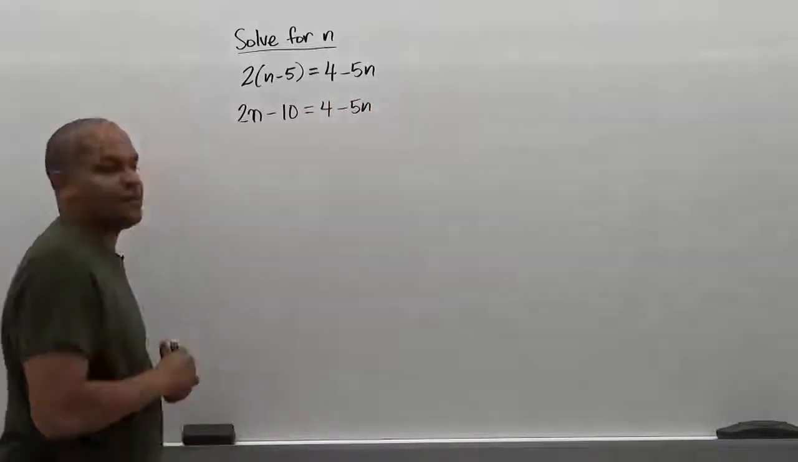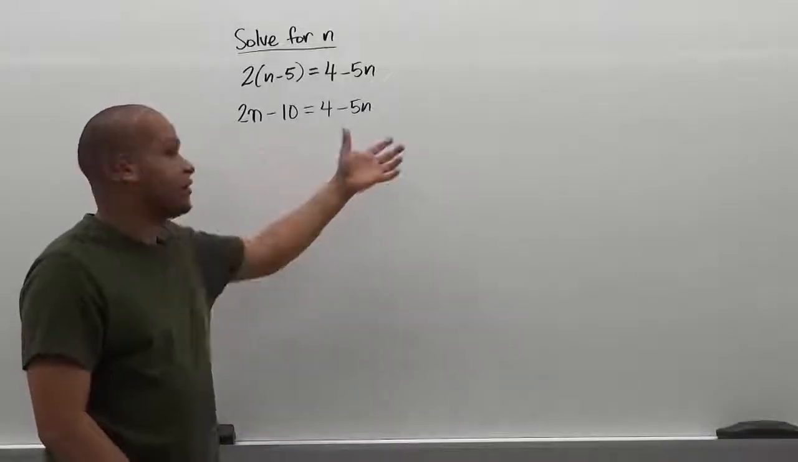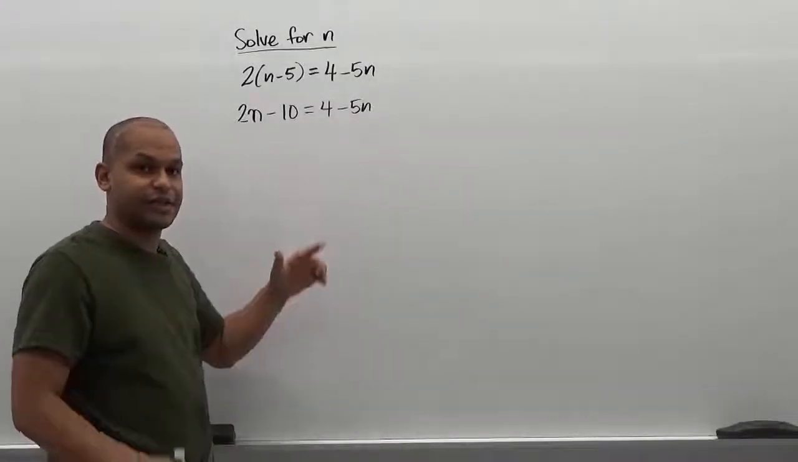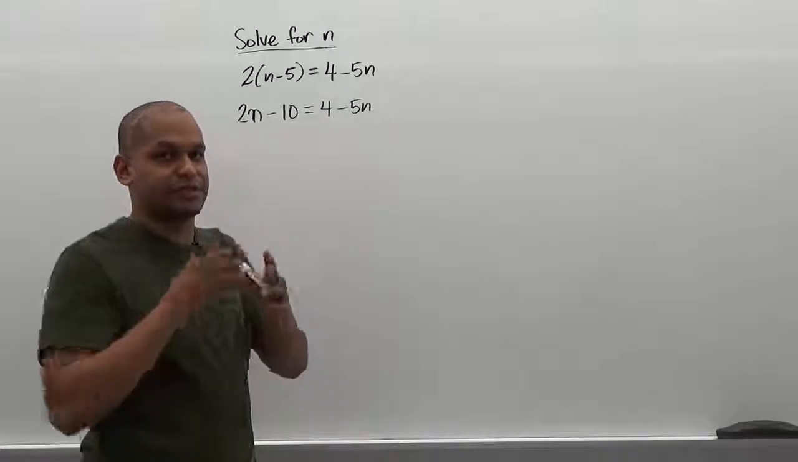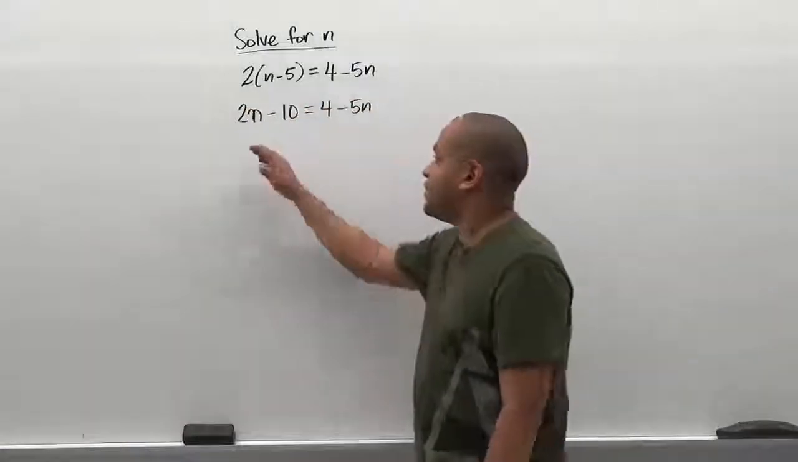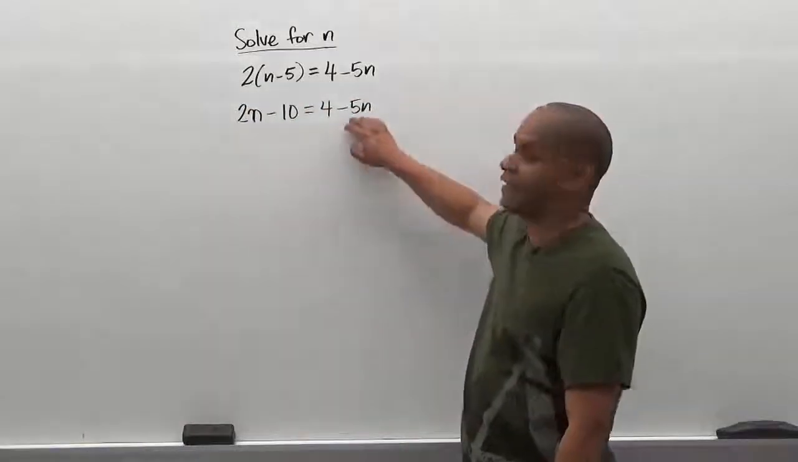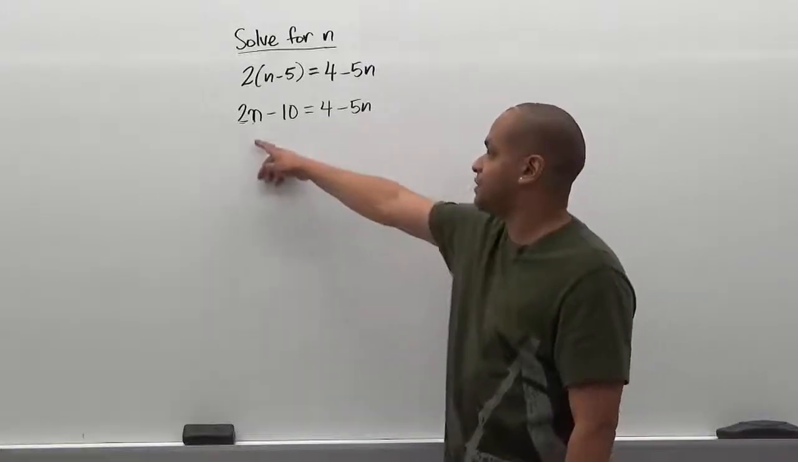Now, in this case, we have variables on both sides of the equation. We also have numbers on both sides of the equation. The correct variable to move in this situation is always the smaller of the two. On this side, we have 2n. On this side, we have negative 5n, which is smaller than the positive 2n.